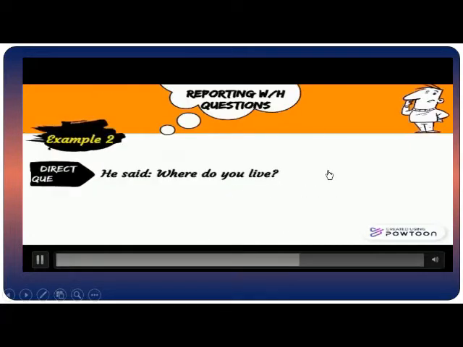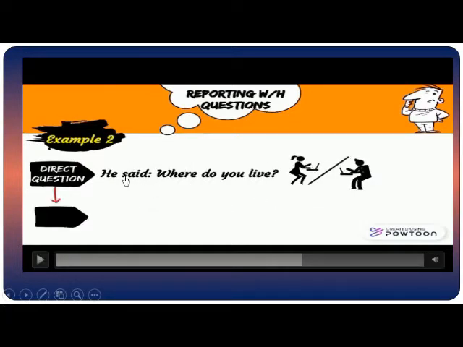For example, he said, where do you live? I will change it. He said will be he asked, because this is a question. So he asked. I will join using where. Do will be after you. You will be I. So he asked where I do live. This is present simple. It will be in the past simple. So where I lived.